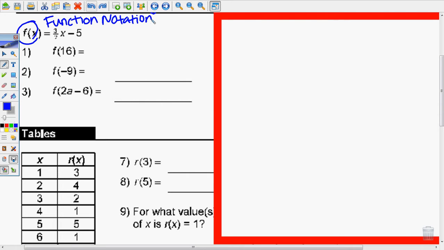Simply, function notation is saying that you are defining this as an equation based on a given x value. If I have x in the parentheses, that means I'm plugging in for x. If my value is on the outside, that means I'm plugging in for the f of x, the y. So when I look right here, my inside is x, and what is the new x going to be? 16. So where x is in my problem, I'm plugging in 16. So I'm going to have 3/2 times 16 minus 5.